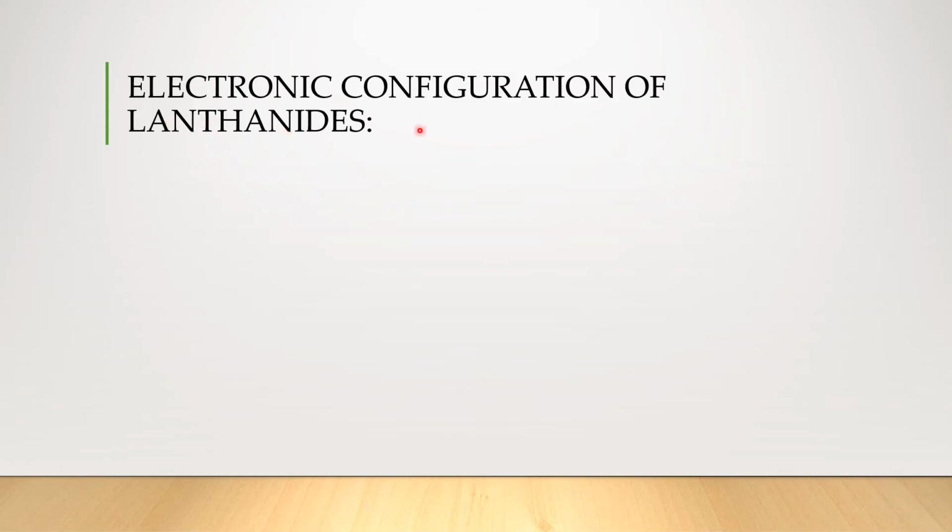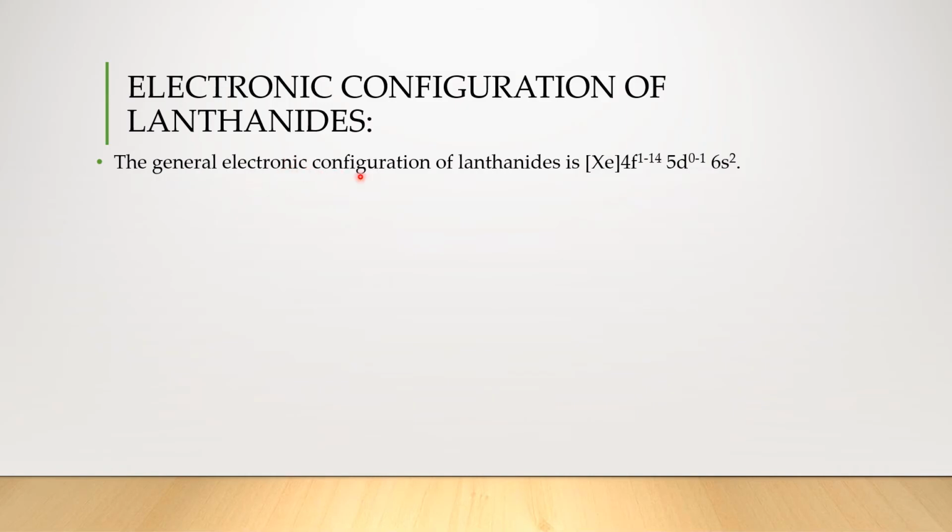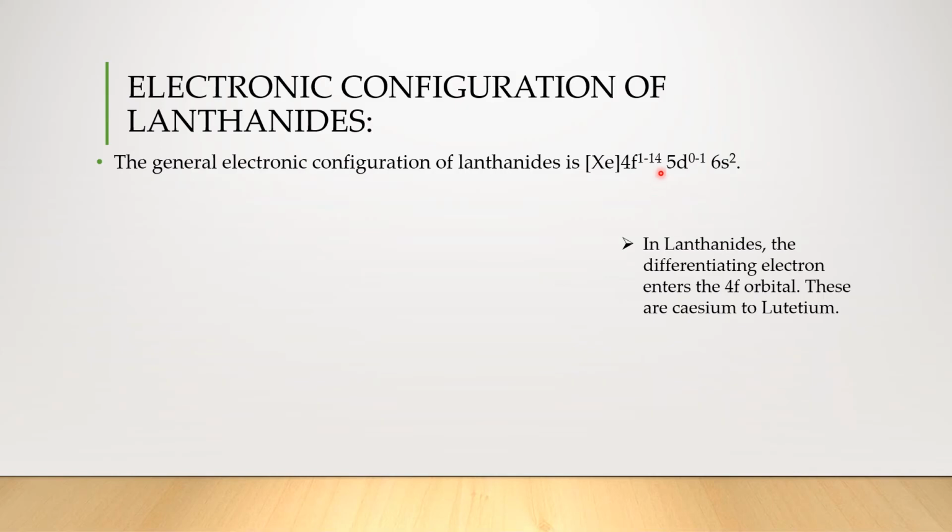Okay, now we are going to see the electronic configuration of lanthanides. Okay, and the general electronic configuration of lanthanides is xenon 4f1 to 14, 5d0 to 1, 6s2. Okay, and then this we already know. In lanthanides, the electron enters the 4f orbital. That is, in lanthanum, the 4f is 0. Okay, and then from cerium to lutetium, the 4f orbital increases. That is, the electron comes to the 4f orbital when atomic number increases.